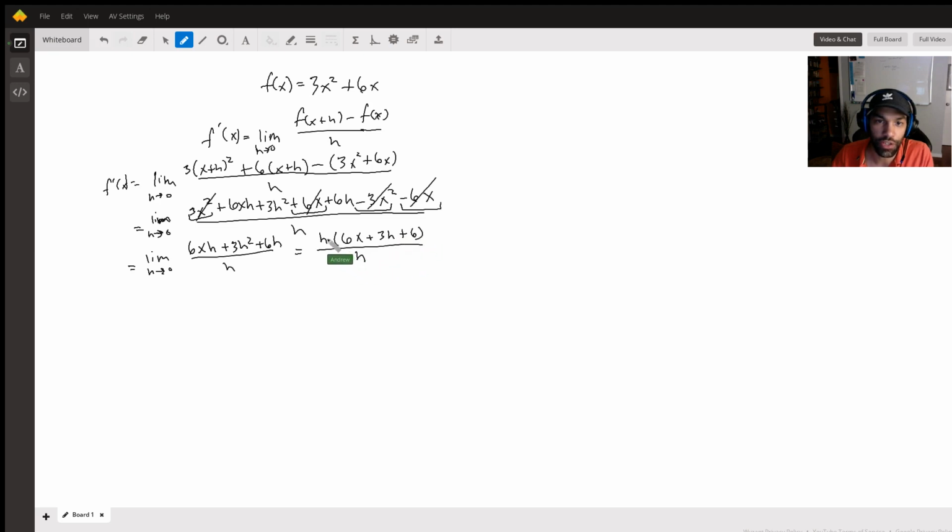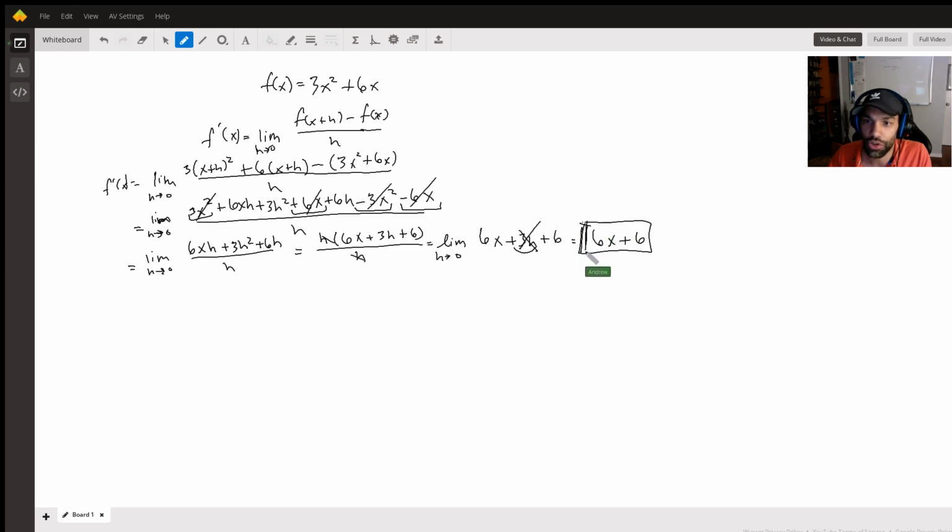Now that we have the h out here and h here, we can cancel those, which means that we're finding the limit as h goes to 0 of 6x plus 3h plus 6. We only have one term that has this h, so as h goes to 0, this term goes away, which means that the limit is 6x plus 6. And that there is our derivative.